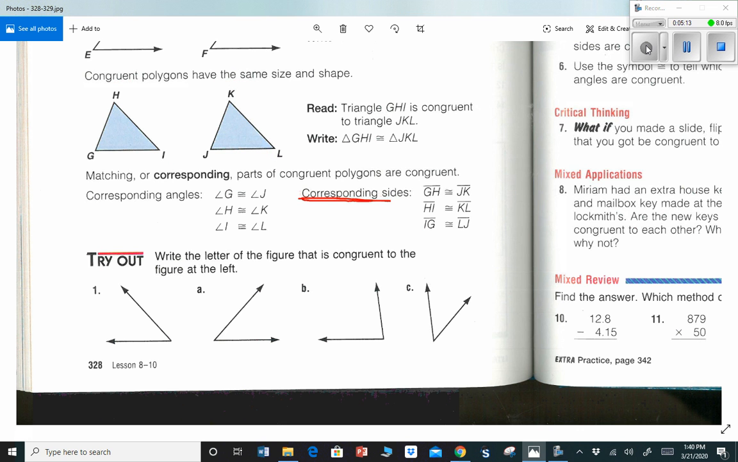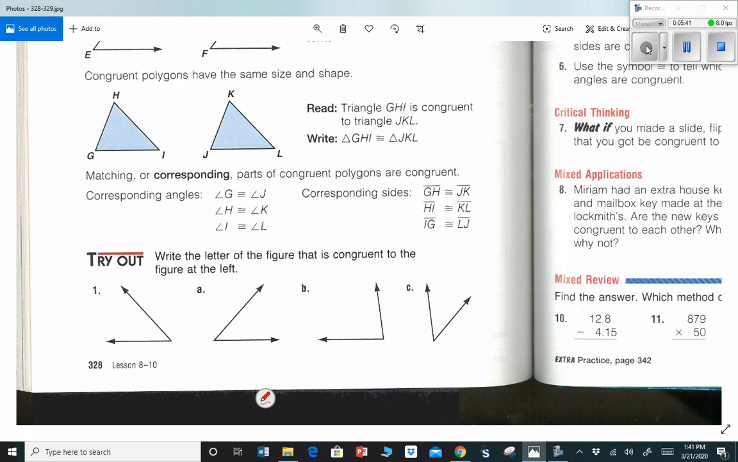And then you could do the same thing with the sides. Line segment GH corresponds with line segment JK, so those two line segments are said to be congruent. And you could go all the way around the triangle with the sides and do that same thing. Okay, so here's a question. I think this question is actually kind of hard.